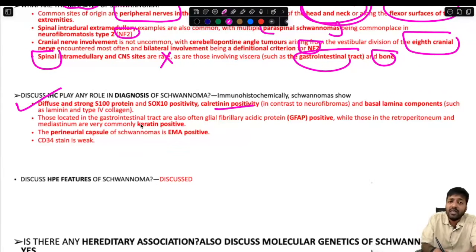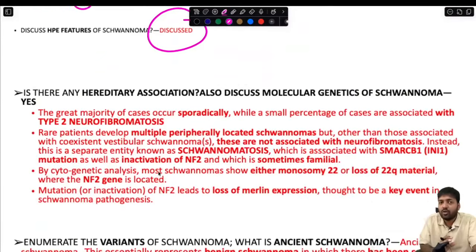Those which are located in the GI tract often show Jaffa positivity, while those in retroperitoneum and mediastinum are very commonly keratin positive. The perineurial capsule of schwannomas shows EMA positivity, and CD34 staining is weak. Discuss the HP features of schwannoma. We have already discussed in detail, so not going over there.